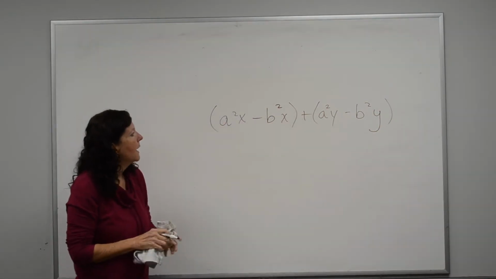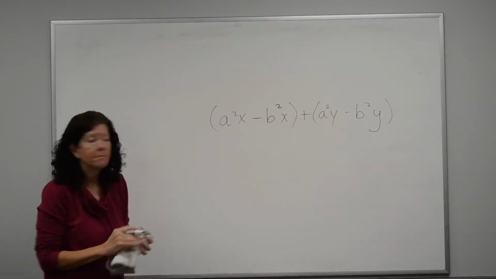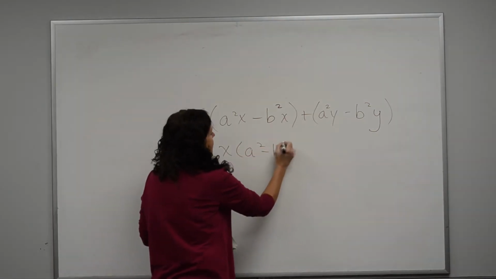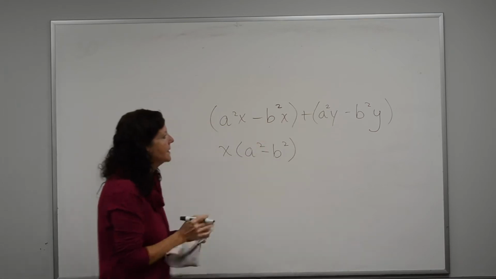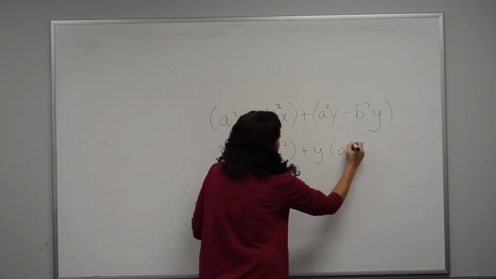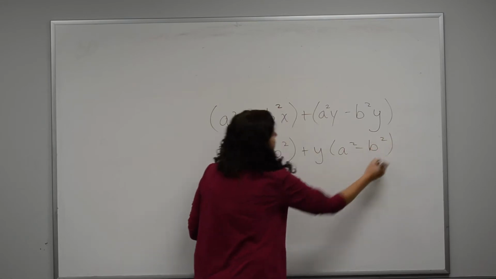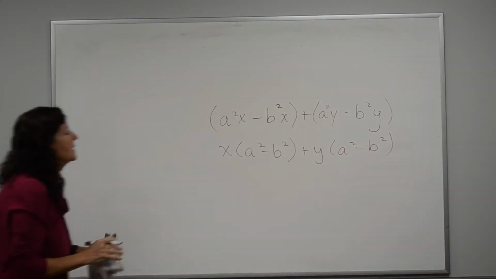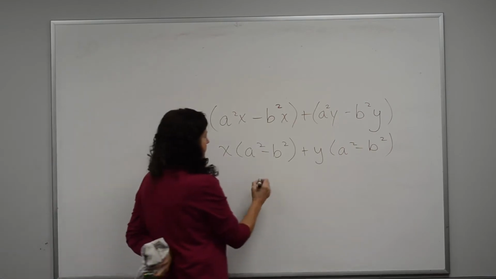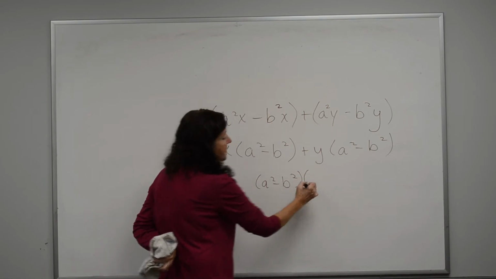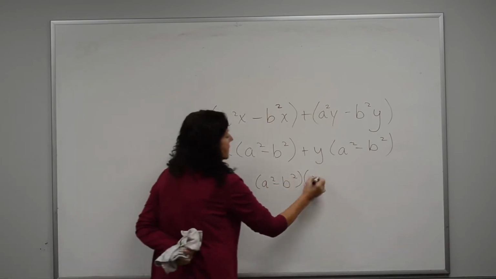That first term, have anything in common? X. X. So I'm going to pull the X out. I have A squared minus B squared. How about that second set? a squared minus b squared. The parenthesis matches. So now what I'm going to do? A squared minus B squared plus, it's not plus, it's times. X plus Y. x plus y.